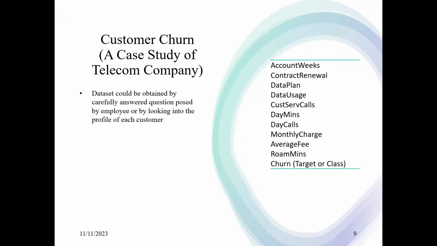After that, we looked into customer churn, a case study of a telecom company, whereby we had a data set already gotten from the company. These are the attributes that were used in those examples. We mentioned that these were the features that were identified and provided by the owner of the data set.